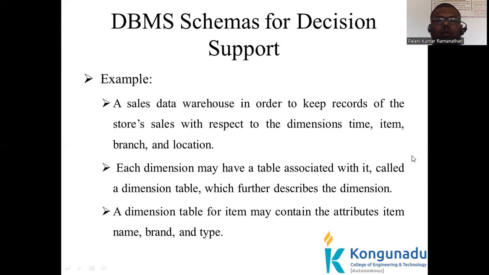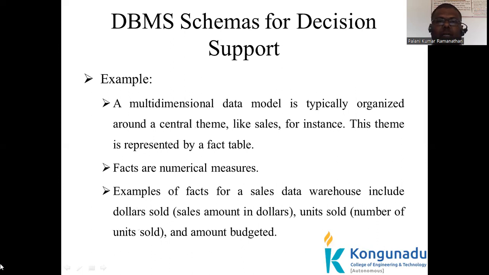Each dimension may have a table associated with it, called a dimension table, which further describes the dimension. A dimension table for item may contain the attributes item name, brand, and type. When you go for an item, that is a product, the product has a specific product ID, product name, brand, and type. A multidimensional data model is typically organized around a central theme like sales. This theme is represented by a fact table.